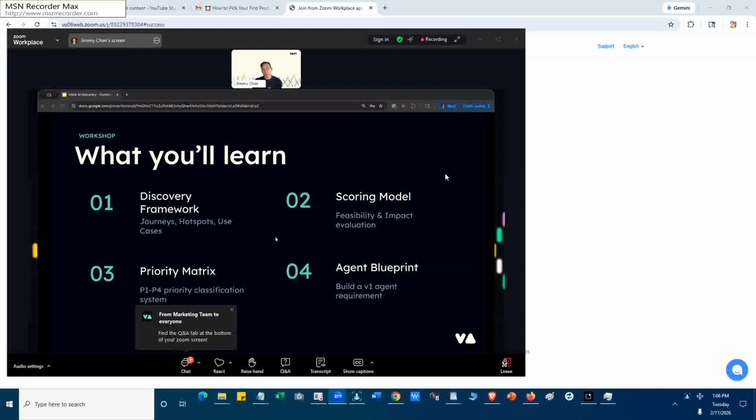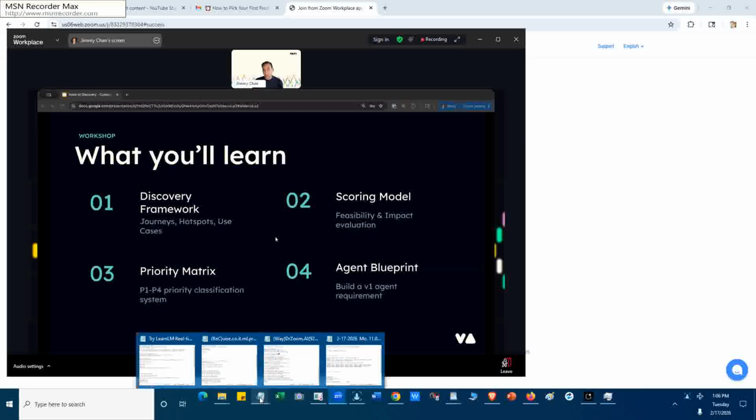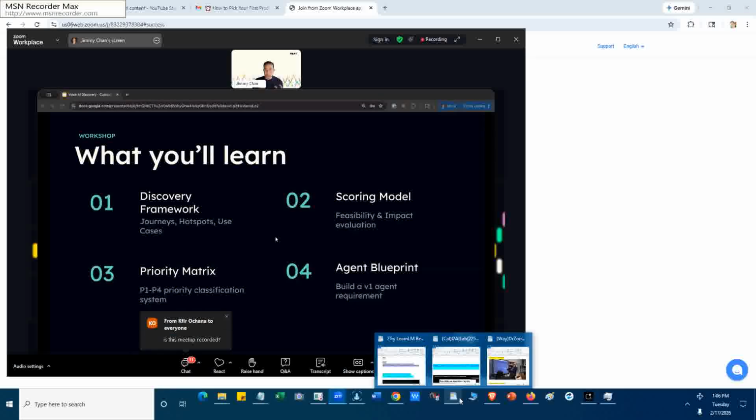criteria. Then our priority matrix, which helps translate those scores into P1 through P4 classifications. P stands for priority. And then finally, we're going to walk through our concept of the agent blueprint, which is the V1 definition of your voice AI agent for your P1 use case.